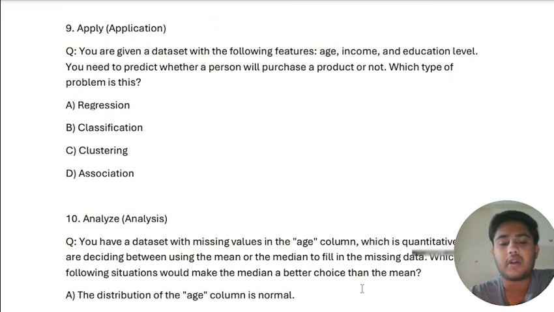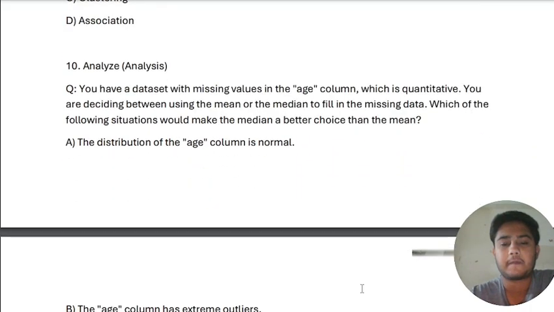Ninth question. You are given a dataset with the following features: age, income, and education level. You need to predict whether a person will purchase a product or not. Which type of problem is this? This is obviously a classification problem. So the correct answer is option B, classification.